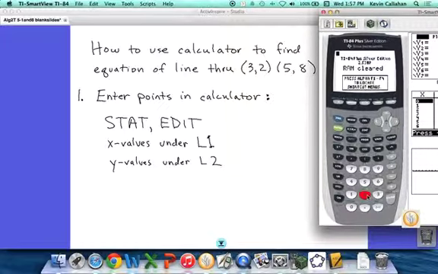Second plus 7, 1, 2, done. Okay? So once you got that done, if you hit enter again, it'll clear the screen.